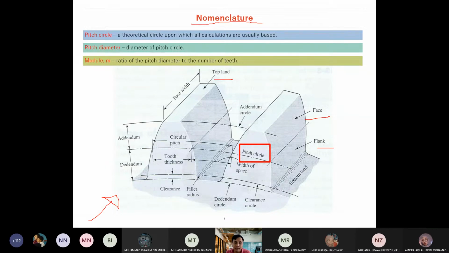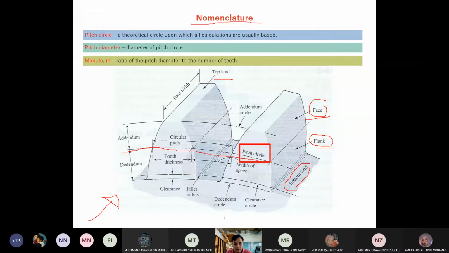The highest diameter of the gear we call the top land. Then we have the bottom land, the face and the flank. Let's look at the first one, the pitch circle. This statement says it is a theoretical circle upon which all calculations are usually based. So this is the pitch circle.